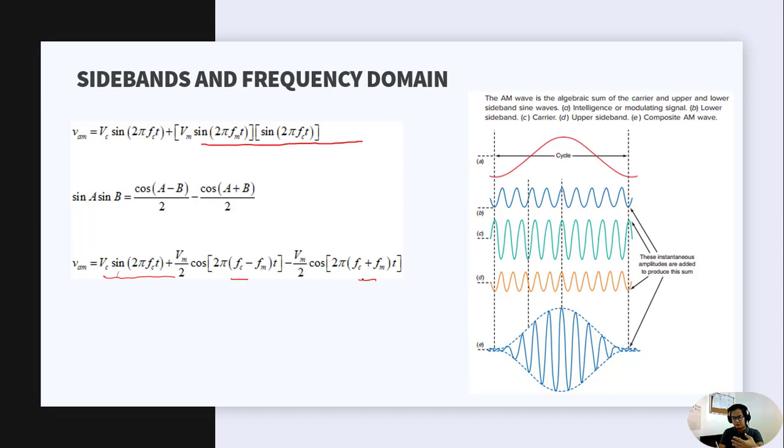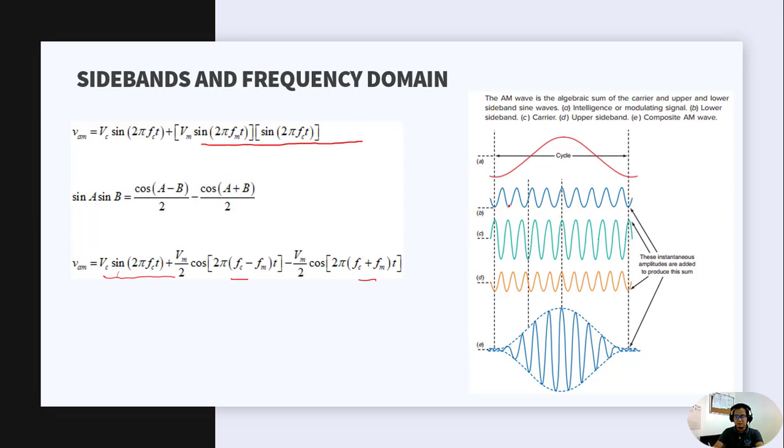Ito naman, paano ko nasabing upper sideband? Because yung frequency niya ay FC plus FM. Meaning, mas mataas yung frequency niya sa carrier. So this will be the upper sideband. Okay? In time domain graph, you can see it here. Ito na sa letter A, yung kulay pula. This is our information.